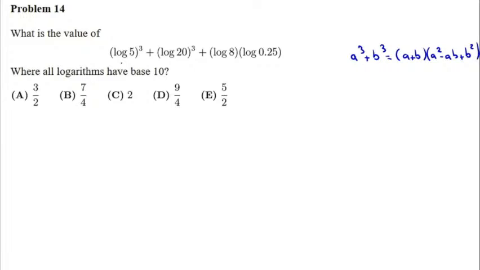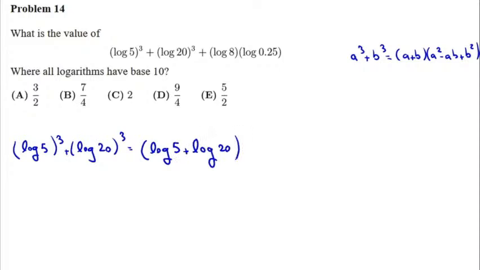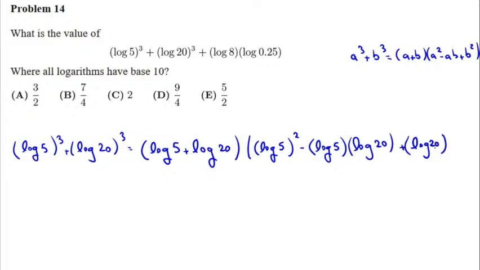So let's consider log 5 cubed plus log 20 cubed. The first part, I want to calculate this. It will be log 5 plus log 20 times log 5 squared minus log 5 times log 20 plus log 20 squared. Okay, so we have one important rule: log A plus log B equals log AB.